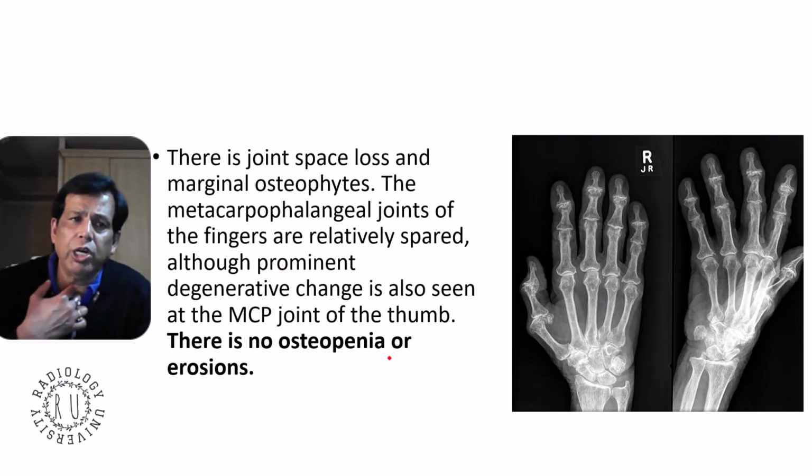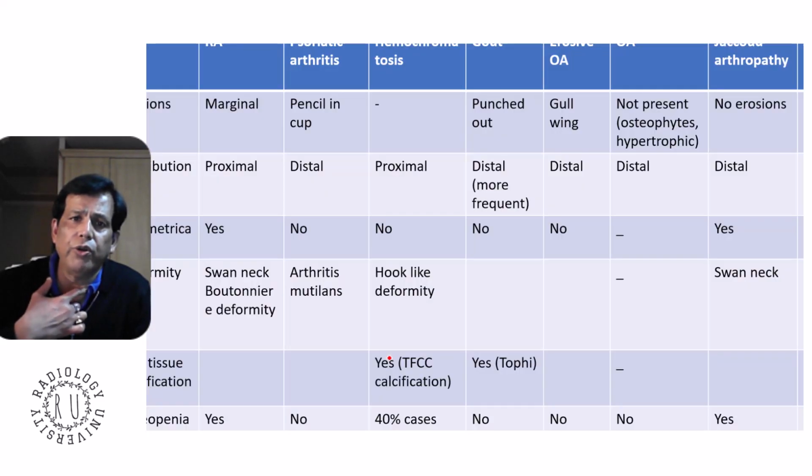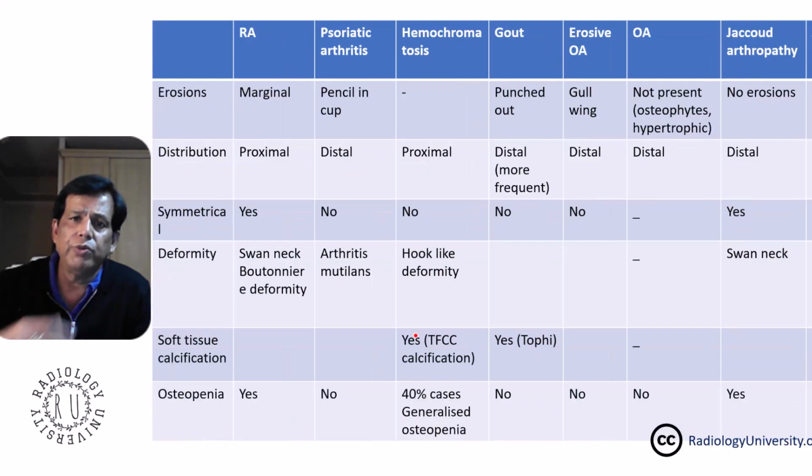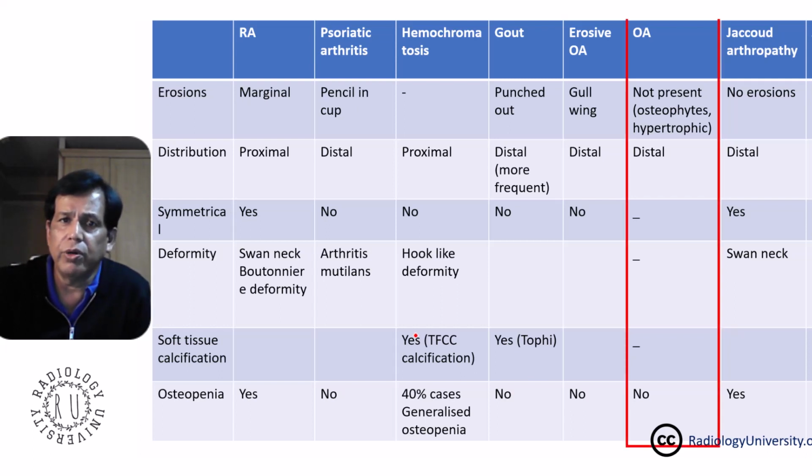So looking at the chart, there were no erosions. The distribution we knew. This came as OA changes, osteophyte, distal. There's no osteopenia. So this pattern fits into primary OA, non-erosive OA.